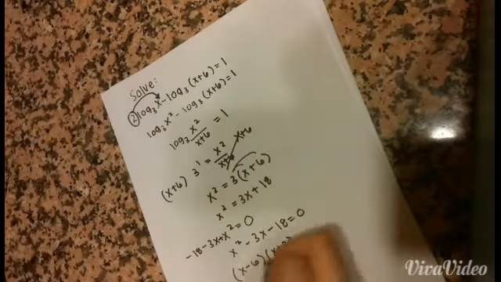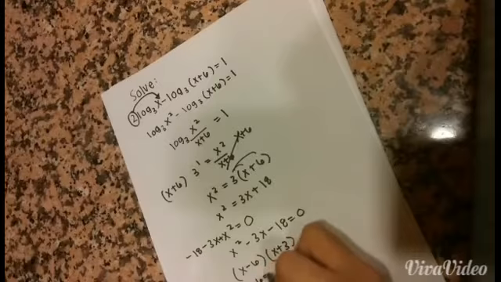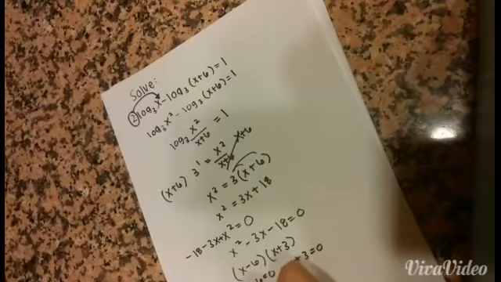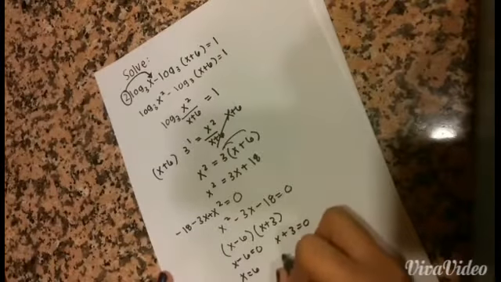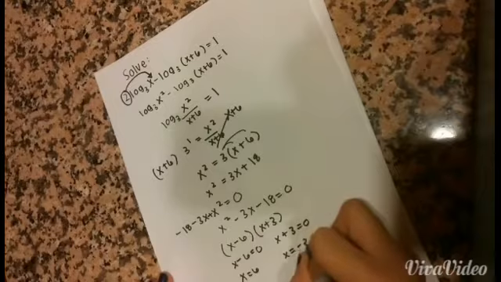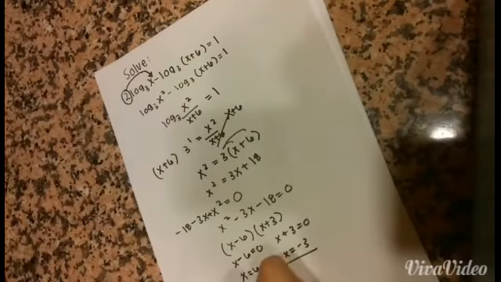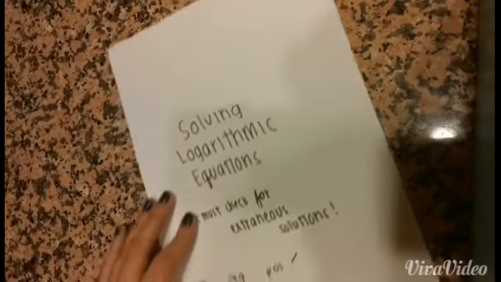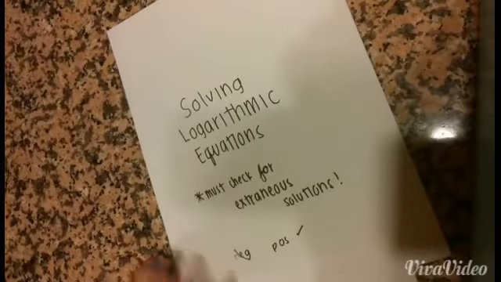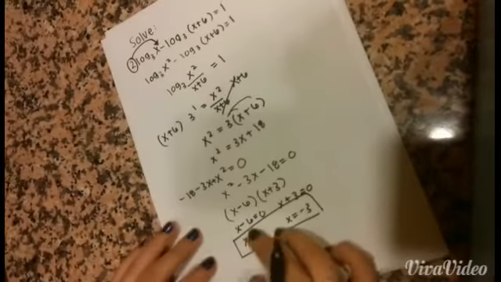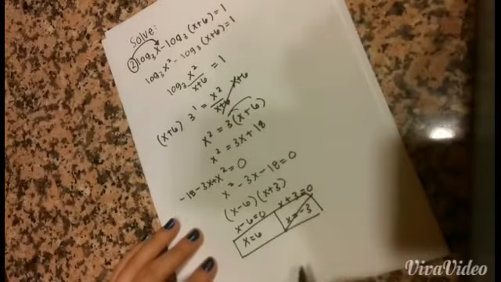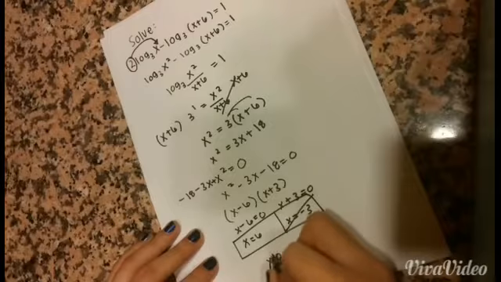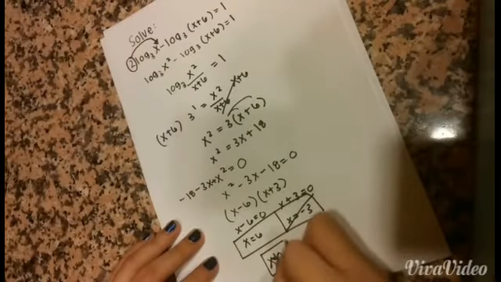After this, you simply set each factor to 0. x plus 3 equals 0. So x is going to equal 6, and x is going to equal negative 3. Both of which are possible solutions. But as I said in the beginning, negatives are bad and positives are good. So that would rule out negative 3 and leave x equals 6 as your solution.